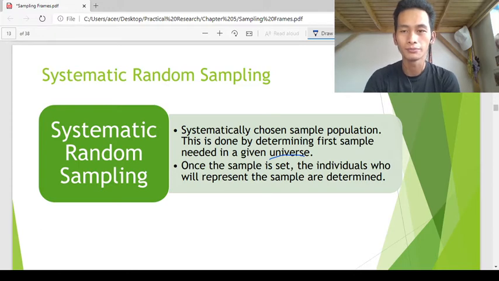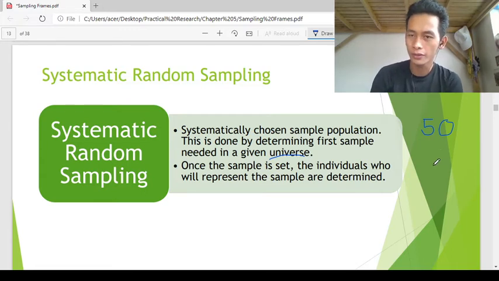Equal to 9. n is equal to 9. Now, since n is equal to 9, you will conduct systematic random sampling out of 50 members of the population, right? So you will choose 9. So what will you do? Who will you choose? Will it be number 1? Number 2, number 3, number 4?